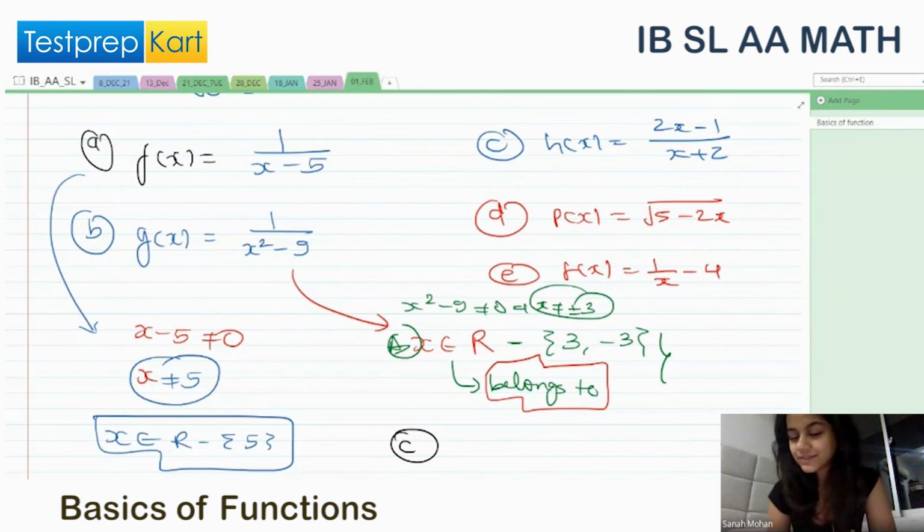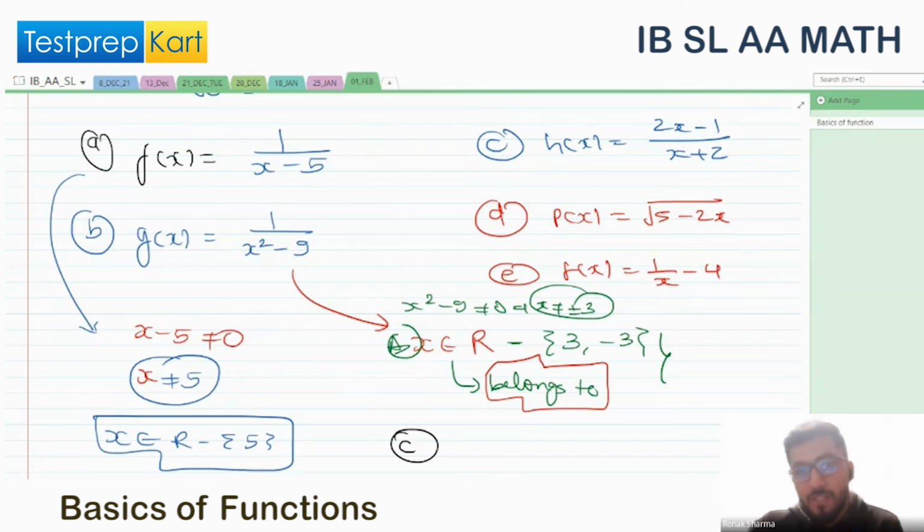It's 2x minus 1, and then the denominator is x plus 2. 2x minus 1 is in the numerator. Have we studied any condition over the numerator that can create trouble? No. It is always about the denominator. When we define a fraction, p by q, as you must have studied in the number system in grade 7 or 8, q cannot be 0. Here, 2x minus 1, whatever value of x you put, 0 or negative, will ultimately give some real value. But x plus 2 is sitting in the denominator, so it can take any value, but it should not take 0.